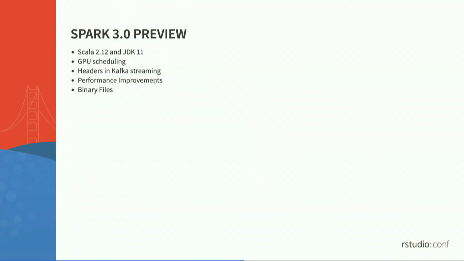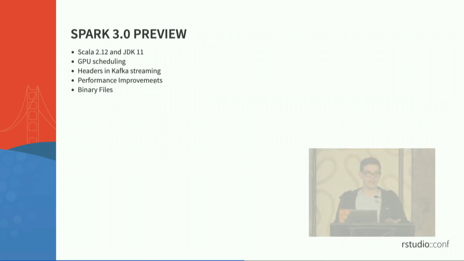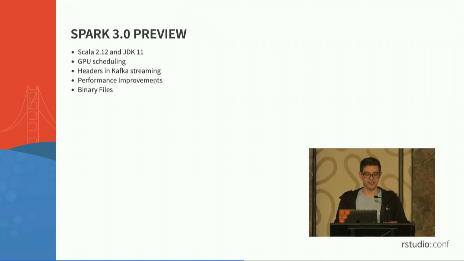There's also Spark 3.0 about to be released at some point this year. It's currently in preview, so that means that you don't want to use it for production. But basically, if you can't wait to try it out, or you have workflows that you're planning to move to Spark 3.0, this is a great way of trying it out. It adds new features like support for Java 11, GPU scheduling, and also binary files.